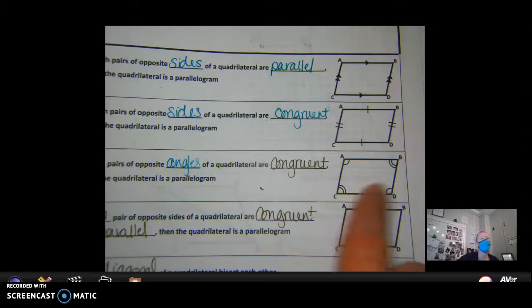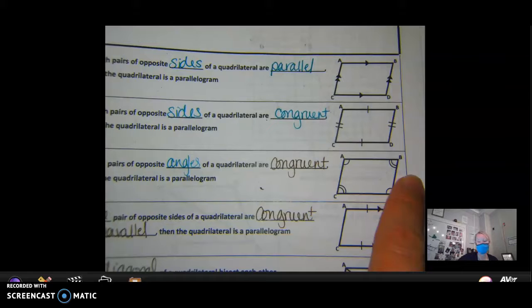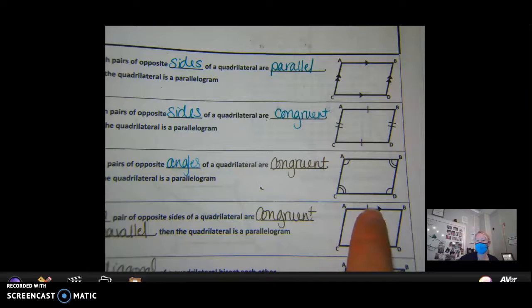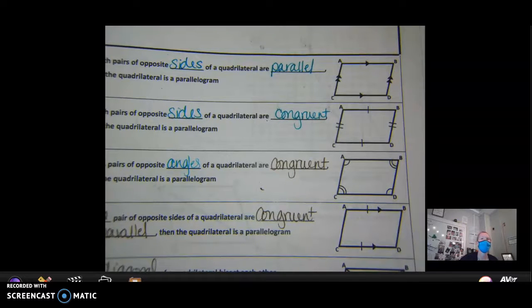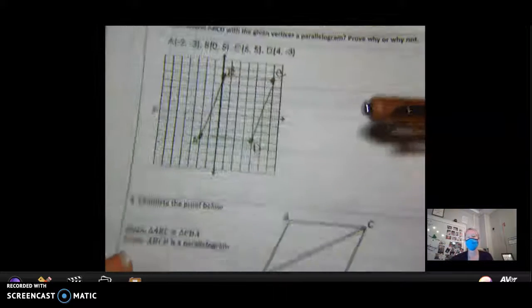Thanks. On a coordinate grid, can I prove angle measures? No, so I could not prove theorem 8.8. 8.9, could I prove one opposite set of sides is parallel and congruent? Yes. And then could I prove something about the diagonals bisecting each other on a coordinate grid? I could. I would just draw the diagonals in, and then I'd have to find a whole bunch of lengths.